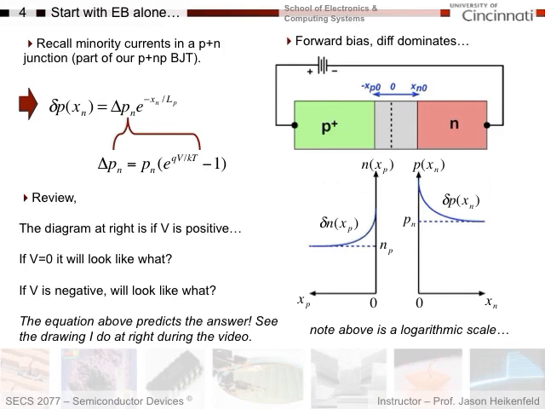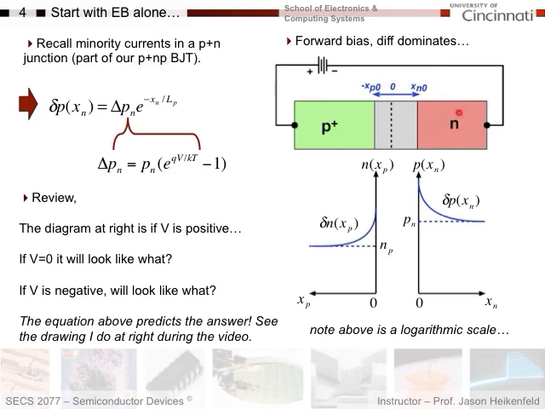So let's begin like we did last time, just with the emitter base alone. Okay? Now, recall that our emitter base is for a P plus N P BJT. The emitter is heavily doped. The base is lightly doped.